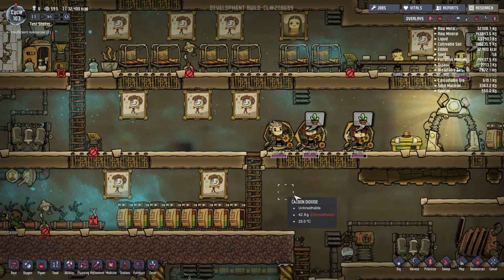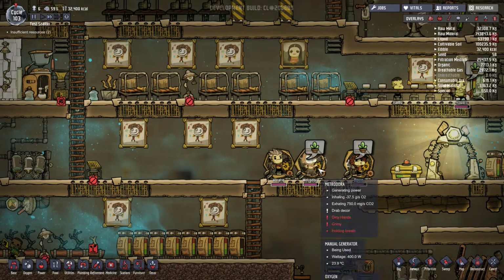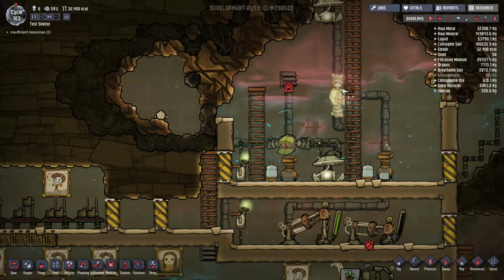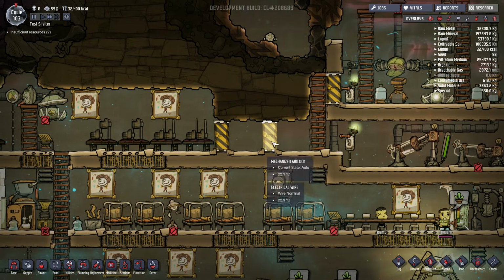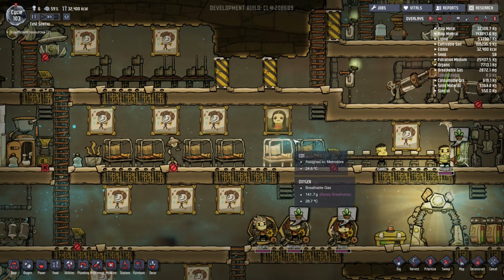In general, you want to keep your carbon dioxide under control to keep it out of the space that the duplicants need to breathe. You want to keep your hydrogen as separate as you can, whether you're collecting it in a single place or in multiple places. And use the pumps to remove any gases that you don't want in your given areas.